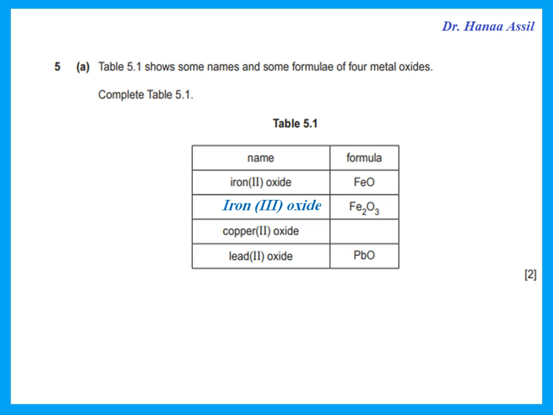Now, how do we write the formula of copper(II) oxide? Copper, of course, is Cu. Oxide is O. That's the oxygen. That means the valency of copper is 2 and the valency of oxygen also is 2. So the formula is CuO.